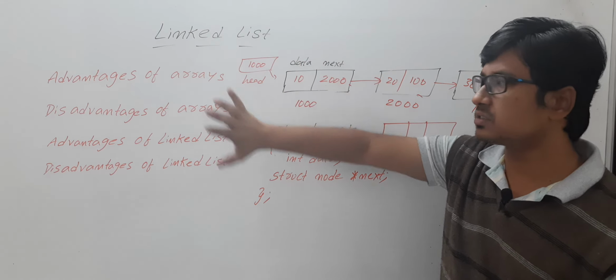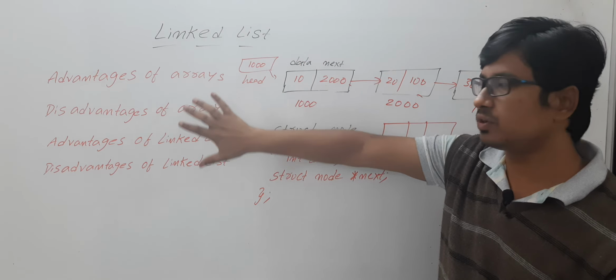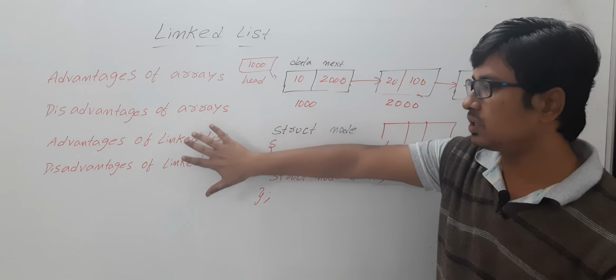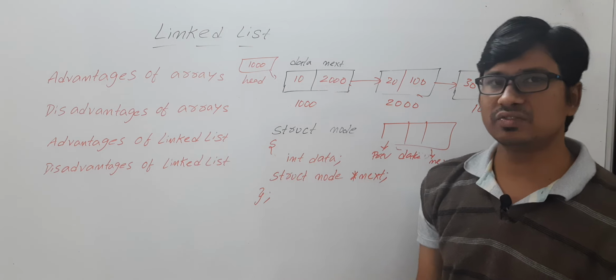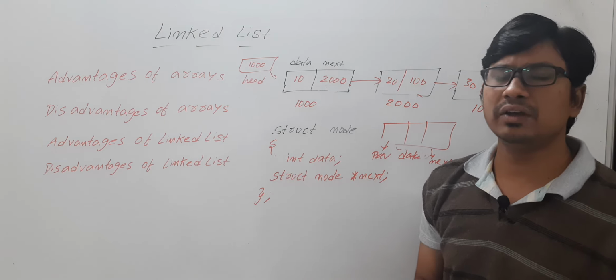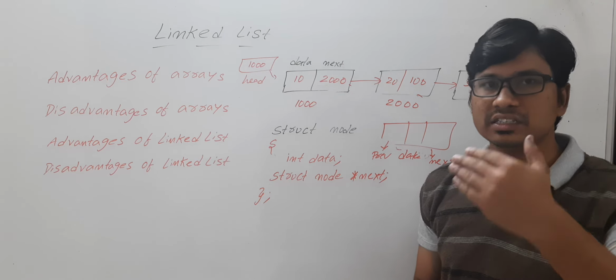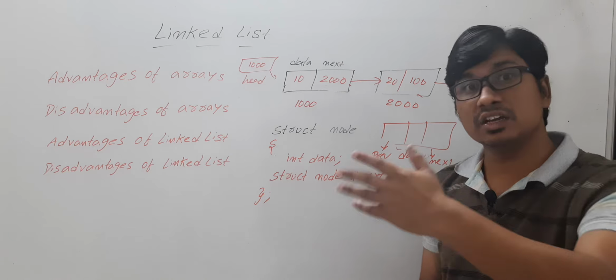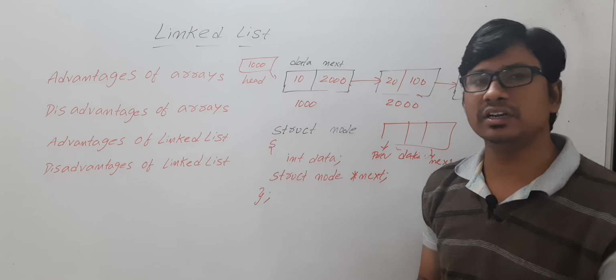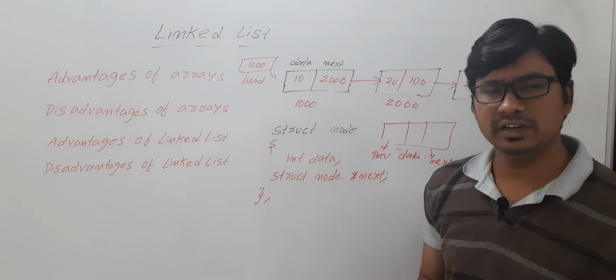What are the advantages of array? What are the disadvantages of array? And advantages of linked list, disadvantages of linked list. In the next video, I will discuss various types of linked list, such as single linked list, double linked list, single circular linked list, circular double linked list. All these things I will discuss in the next video.